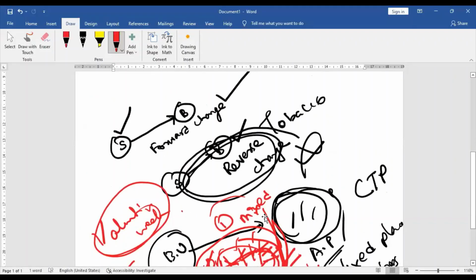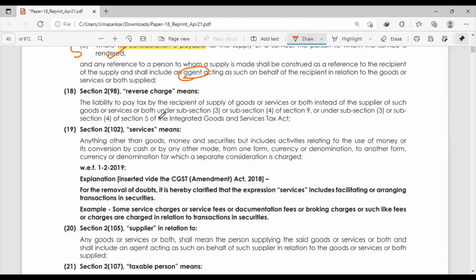Suppose in normal forward charge, normal business, this is the supplier and this is the buyer. When it's supplied to buyer B, GST is paid by the supplier. This is called forward charge. But in reverse charge, S is the supplier, B is the buyer, but when supply occurs, B pays the tax or the GST amount. This is the case of reverse charge. So reverse charge is also completed.